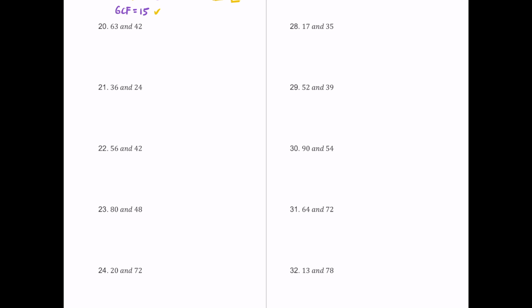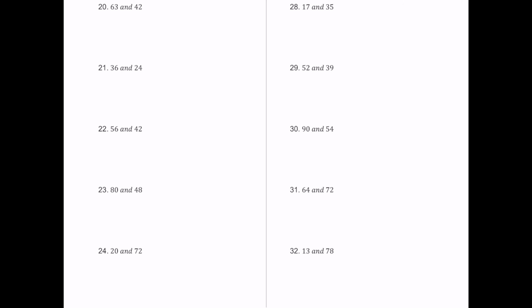Let's see, we have 63 and 42. So 63 is going to break down into 3 times 3 times 7. And for 42, we've done it earlier, so if you remember that one, that's really good. It's going to be 2 times 3 times 7. Looks like they have a 3 in common and they both have a 7 in common, so what's 3 times 7? It's 21. So the GCF here is going to be 21.